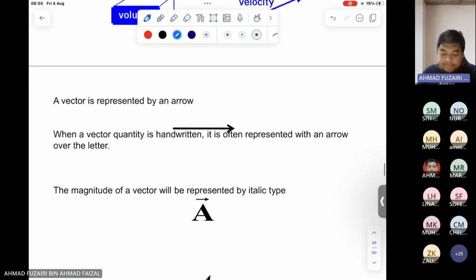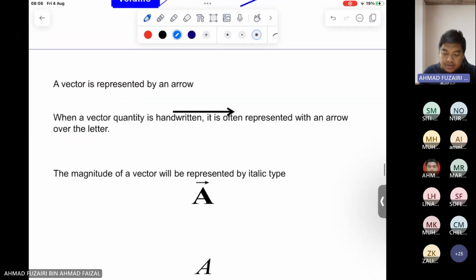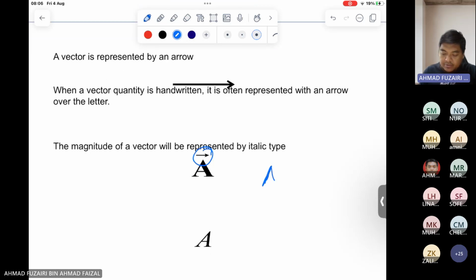We can represent vectors by using an arrow, or maybe by using a bold alphabet like this. It's hard to explain bold because I'm typing right now. When you see an alphabet in bold, you can sometimes consider it to be a vector. And the alphabet with an arrow on top of it is also considered a vector. That's how you differentiate between a scalar quantity and a vector quantity.